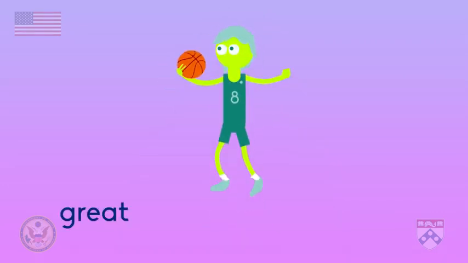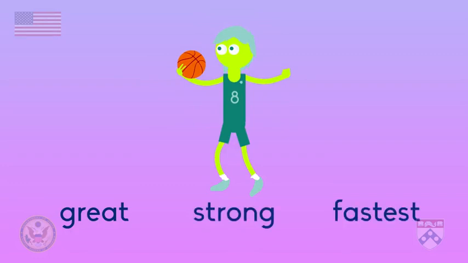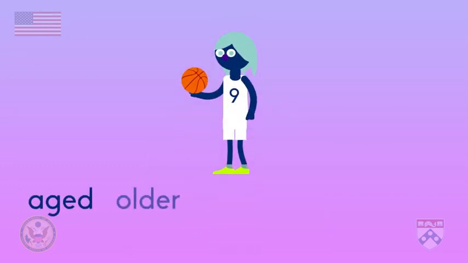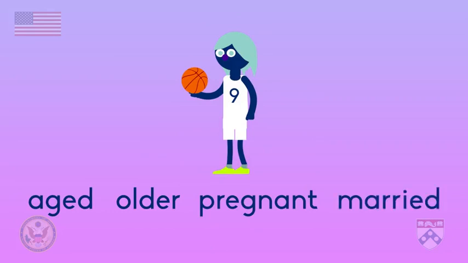It explains that men athletes at the Olympics were most often described as great, strong, and fastest. Women who were also athletes competing in the same Olympics, in the same sports, were described very differently. They were most often described as aged, older, pregnant, and married. None of those words have anything to do with their athletic abilities.